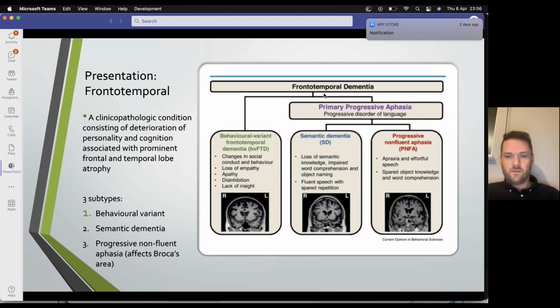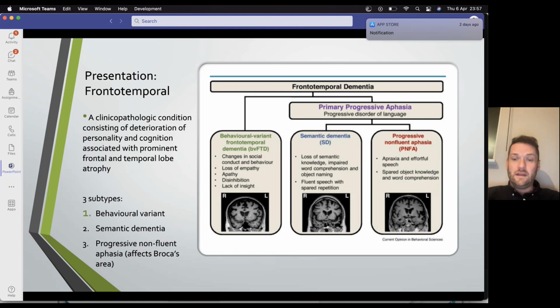So if you follow this chart here, yes, we have three different types, but the first one is behavioral variant. So this is changes in social conduct and behavior, loss of empathy, apathy, disinhibition. I think I'll have a lecture this week that involves a man in his 40s who had a horrific head injury where he had a pipe stuck through his frontal lobe. They managed to remove it, but afterwards his behavior was incredibly different. He had very little empathy, very little inhibition. So that's your classic behavioral variant, and that often comes up in questions.